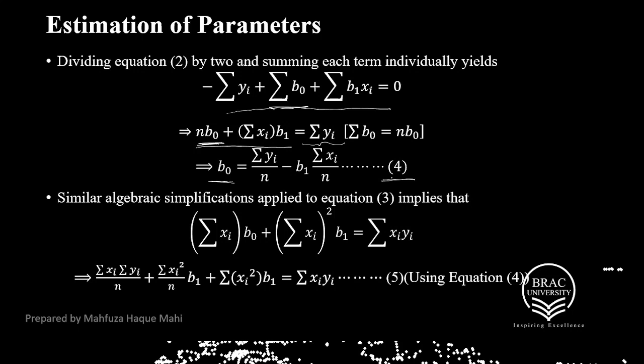Now, if I use the value of b0 obtained in equation 4 in this equation, we will get a simplified form like this: minus summation of xi, summation of yi divided by n, plus summation of xi square divided by n into b1, plus summation of xi square into b1 equals summation of xi yi. I am giving this equation number 5.